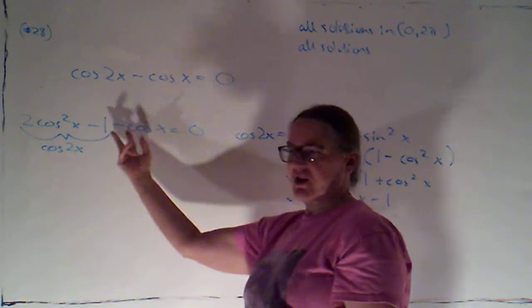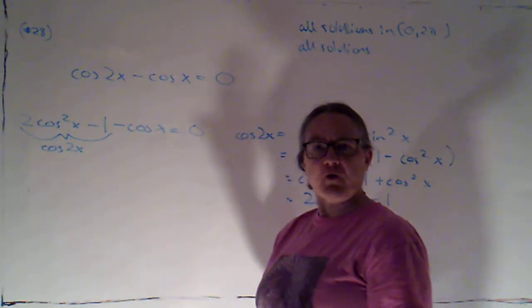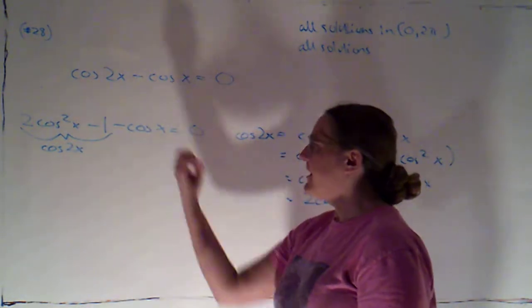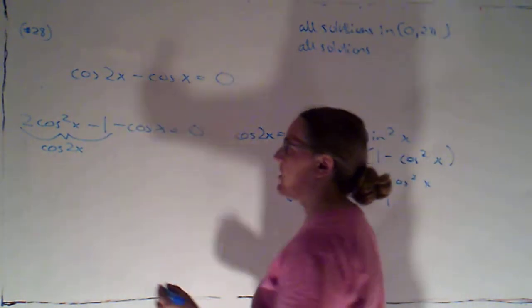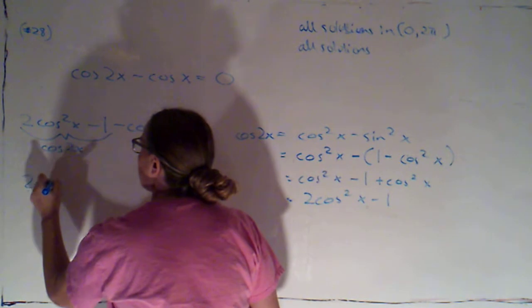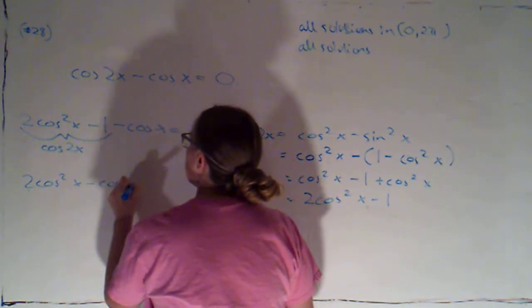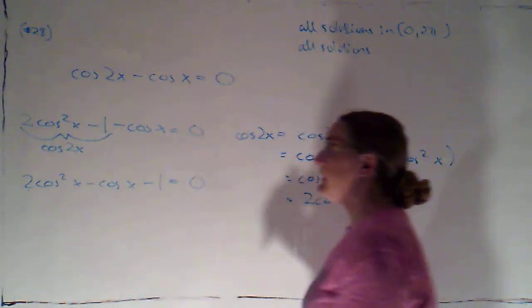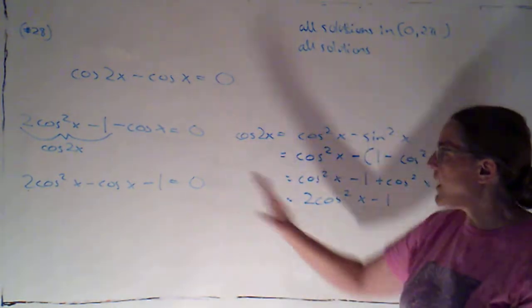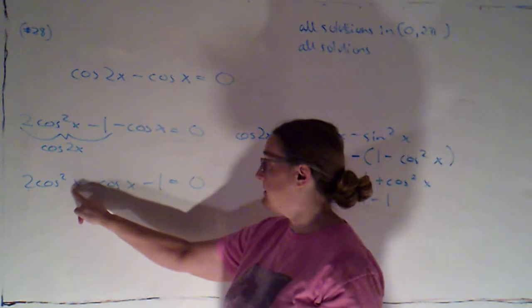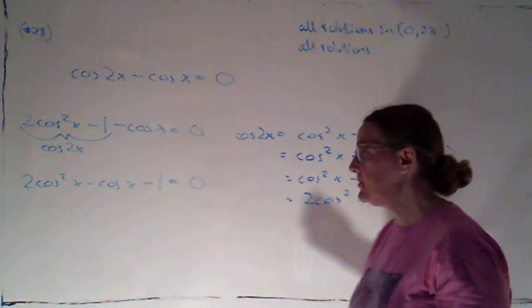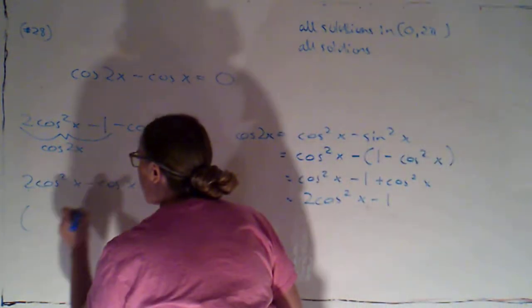Now I'm going to just switch the order of these to get things in standard form. Usually we have the squared term, then the linear term of, in this case, cosine, and then just the constant. So I'm going to rewrite this as 2 cosine squared x minus cosine x minus 1 equals 0. That's a quadratic in cosine of x. So now I've got just one angle x and just one trig function cosine. This is looking good. I'm going to try to factor.